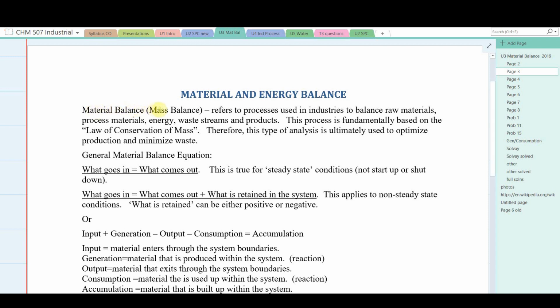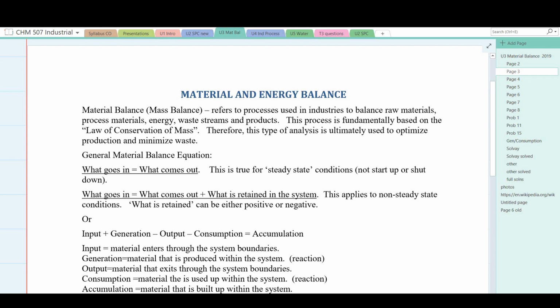So material balance or mass balance refers to processes used in industries to balance raw materials, processed materials, energy, waste streams, and products. The process is fundamentally based on the law of conservation of mass. And therefore this type of analysis is ultimately used to optimize production and minimize wastes.